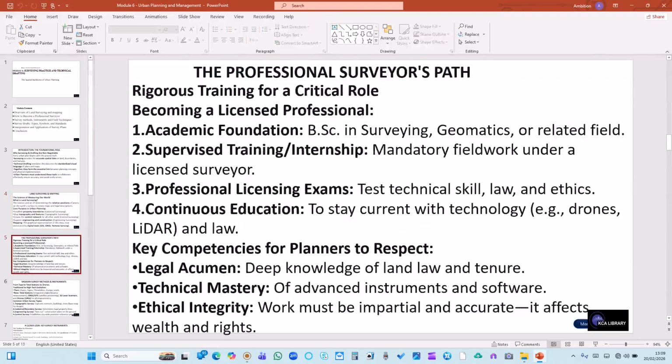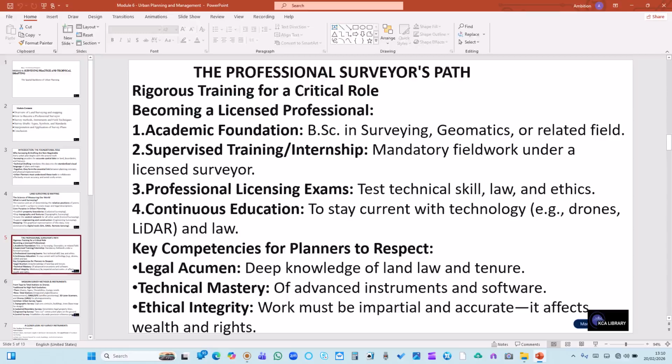Let us look at the professional surveyor's path. That is the path through which a professional surveyor must go, which involves rigorous training for critical roles. To become a professional surveyor, the following steps are necessary. 1. You must first of all obtain an academic foundation. An academic foundation like a BSc in surveying, geomatics, or a related field is a sine qua non.